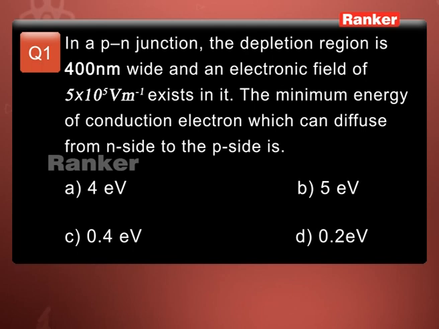In a PN junction, the depletion region is 400 nanometer wide and an electric field of 5 × 10^5 volt per meter exists in it.